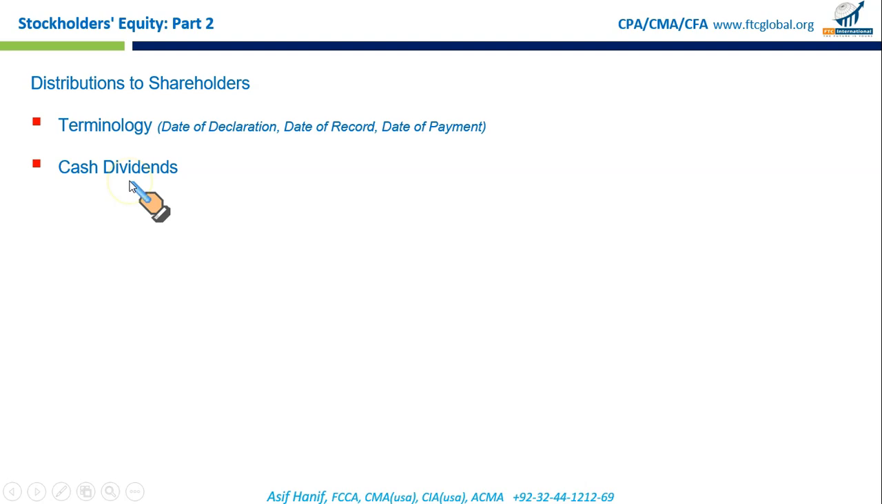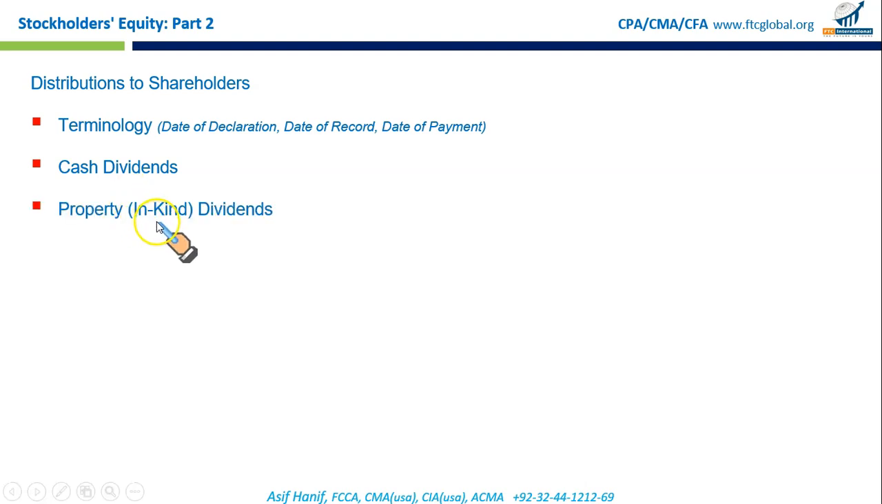First is cash dividend. Remember, cash dividends are the payments made in cash to shareholders from the company's profits, of course, from the retained earnings. Cash dividends are declared and paid on common and preferred stock. And please remember, treasury stocks are not entitled to receive any dividends.